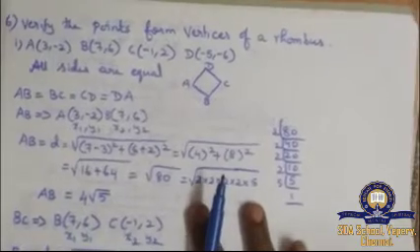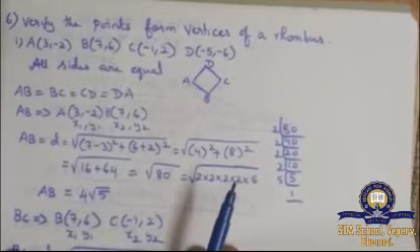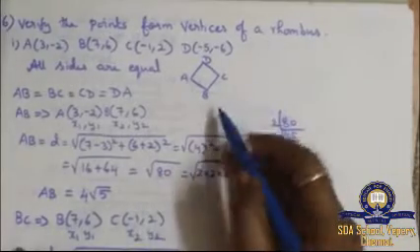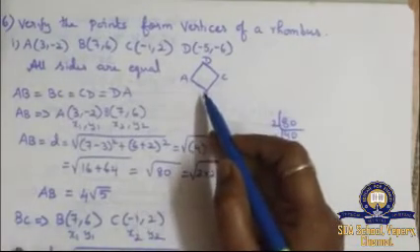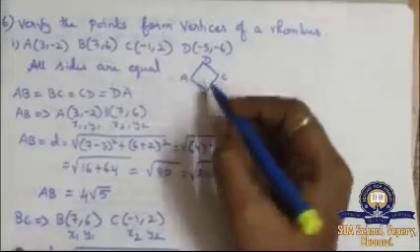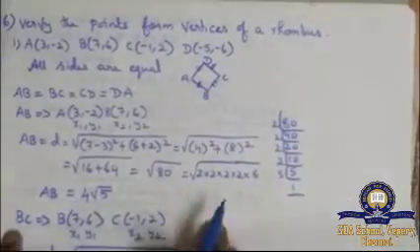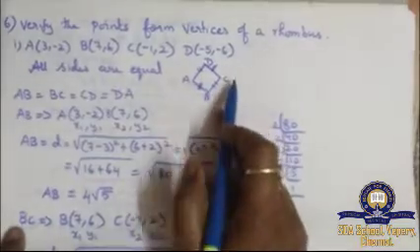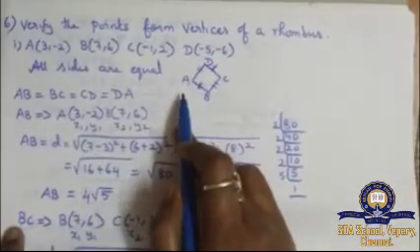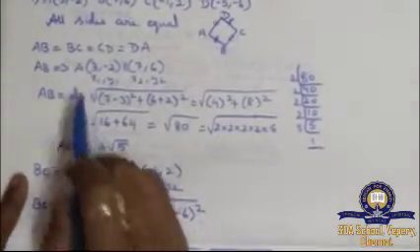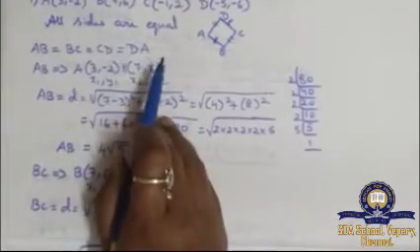Sixth sum, the question is: verify that the points taken in order form the vertices of a rhombus. A rhombus is a square-like shape where all four sides are equal. So AB is equal to BC is equal to CD is equal to DA. The same formula we are going to follow. So here I have written AB equal to BC equal to CD equal to DA.